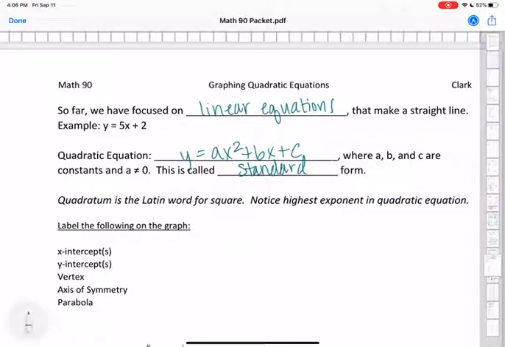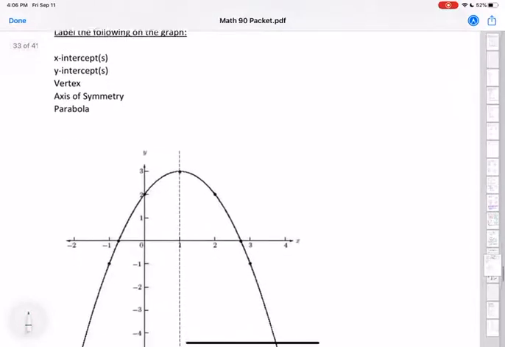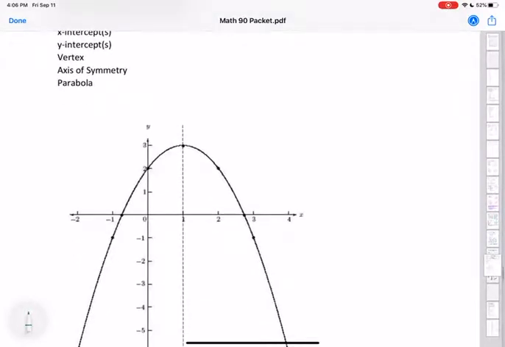Now we are going to look at quadratics. Okay, so we are going to label all these different pieces on the graph below. So the x-intercepts, what do you think those are? Yeah, you're familiar with those. We have an x-intercept here, and the other one over here. We've also done a lot of work with y-intercepts. So that guy is here.